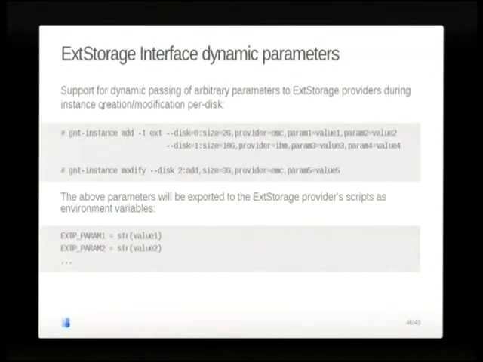Finally, your provider, as I said, supports extra parameters. So those parameters must be verified by the verify scripts, and then they can be used in any arbitrary way, which we don't know about because we don't know what your provider is actually doing.